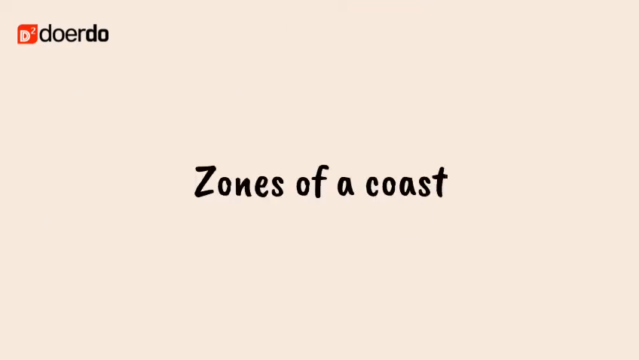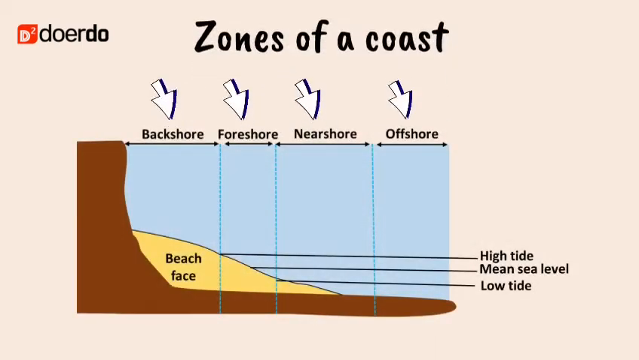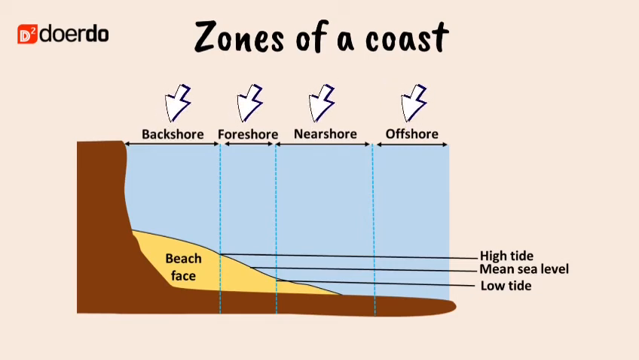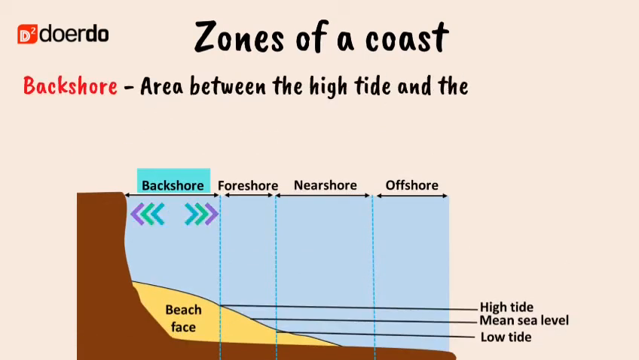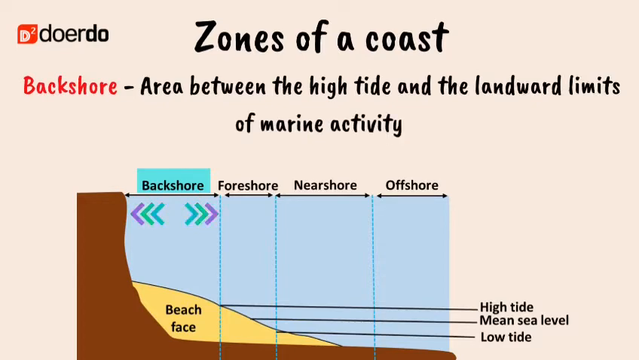Let us now understand the different zones of a coast. Coasts are divided into different zones, depending on the conditions, on different sections of a coast. First zone is the backshore. This is the area between the high tide and the landward limits of marine activity.